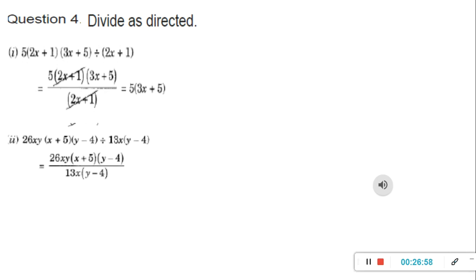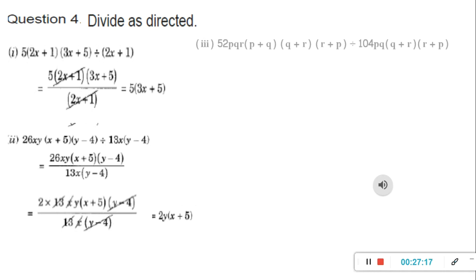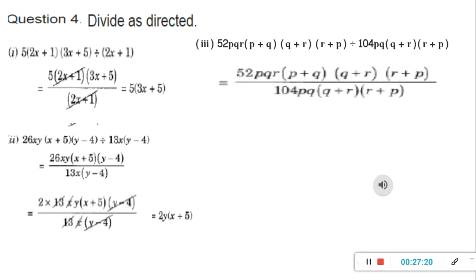Second one, 26xy into x plus 5 into y minus 4 divided by 13x into y minus 4. So here 13 we can cancel in 26 how many times? 2 times. X in x also we can cancel. Now y minus 4 is up and down, that also will cancel. Now what is remaining out? 2y into x plus 5. That is our answer. Now third one, 52 PQR into P plus Q into Q plus R into R plus P divided by 104 PQ into Q plus R into R plus P. Now 52 in 104, how many times we can cut it there?